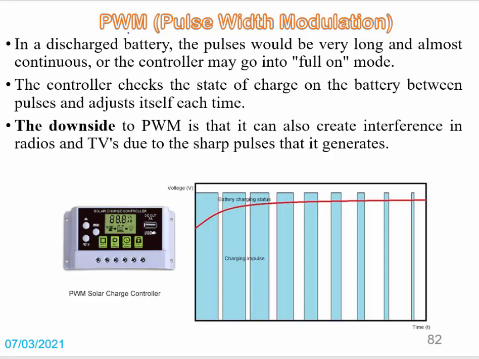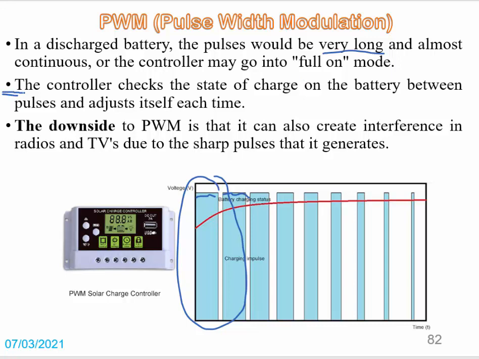So in a discharging battery, the pulses would be very long. You can see this part is the discharging battery, and the pulses are very long and almost continuous, or maybe continuous, or the controller may go into full on mode.